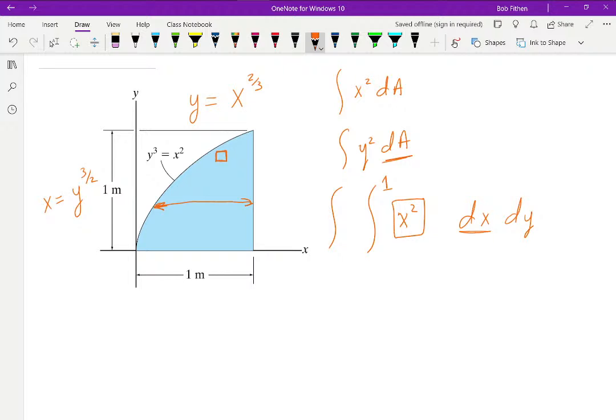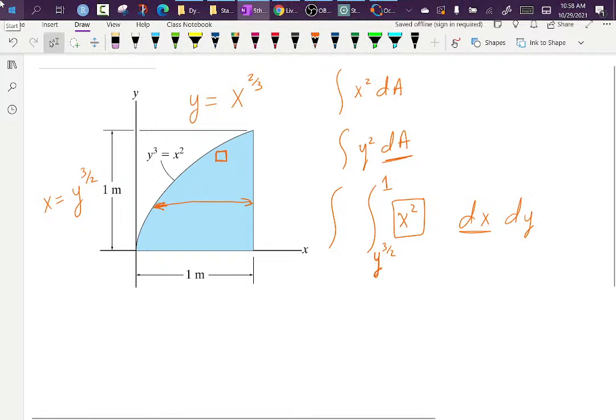Where does the X start from? Well, the X, you're either going to put in this one or that one. Well, that one doesn't have any. This one does. So you're going from y, oops, to the 3/2. Okay, and okay, I hope, I really hope.